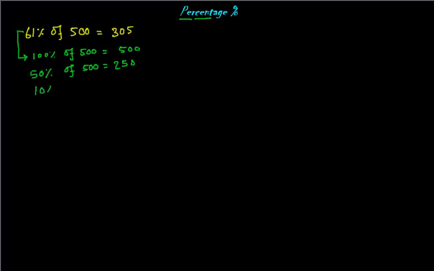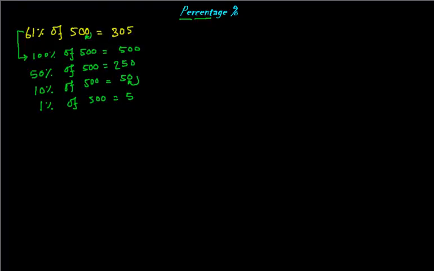Then let's find 10% of it. That means I have to move the decimal one step towards left, so it will come to 50. And for 1%, I have to move the decimal one more step towards left of 10%, or it is the 100th of 500. So it is nothing but 5.